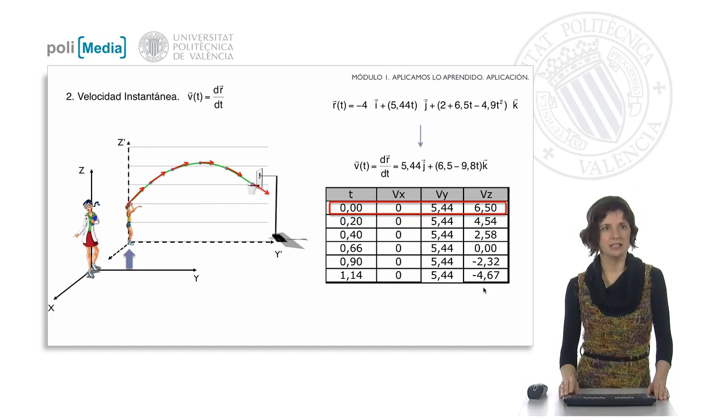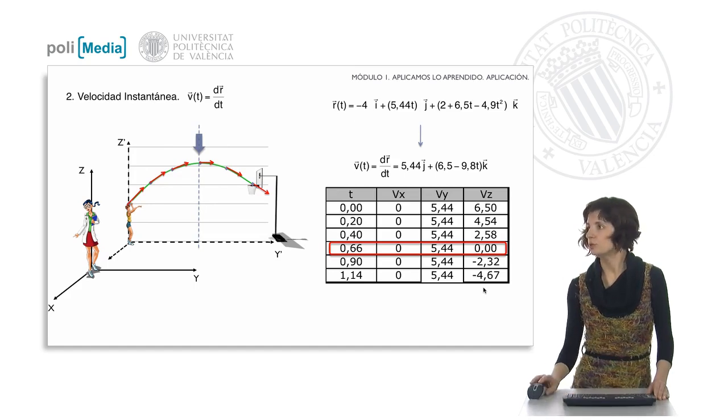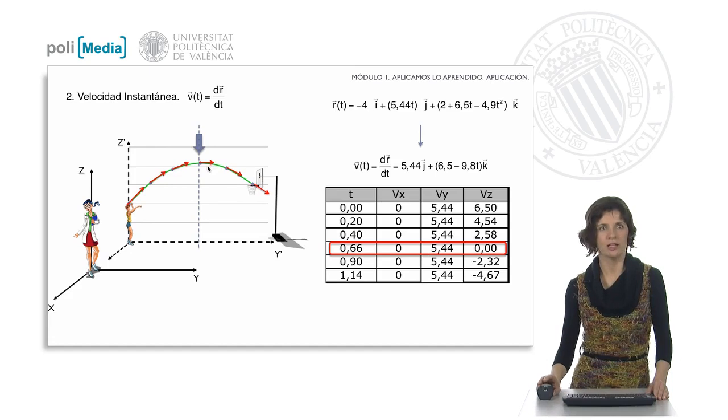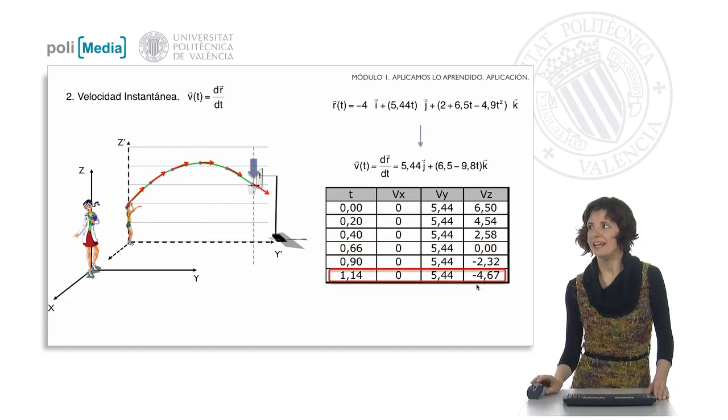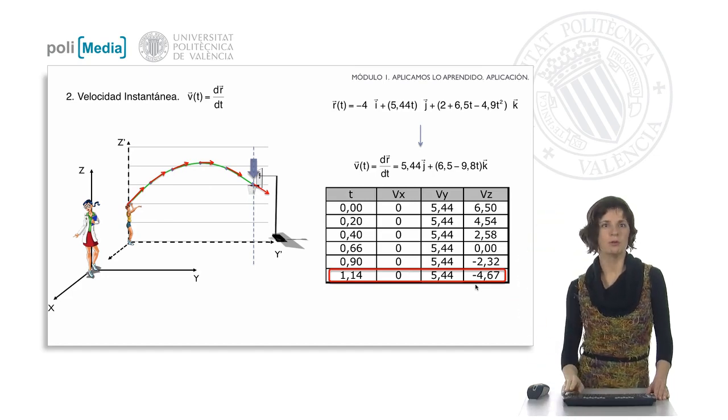At the initial instant, this component is maximum. At the instant of maximum height, we see that it is 0. We can observe that the velocity vector is completely horizontal, and then becomes negative, since we see that the velocity vector has changed direction. At this moment, it goes downward.